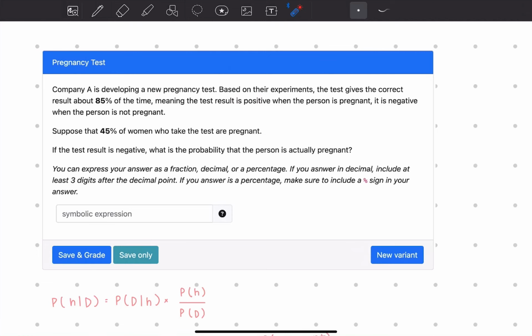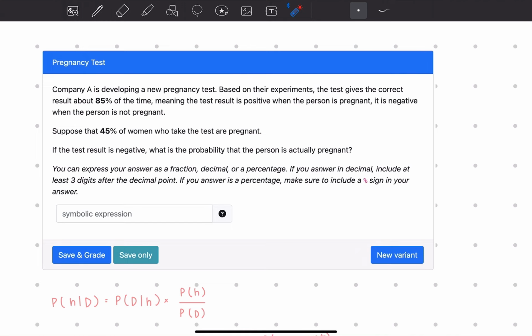Hi everyone, I'm going to be walking you through the pregnancy test problem, which requires use of Bayes' theorem. I find it helpful to rewrite the formula first thing, so I did that here. And as a reminder, Bayes' theorem calculates the probability of an event or hypothesis H given some existing data D.